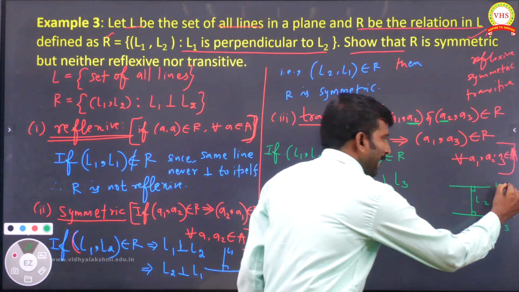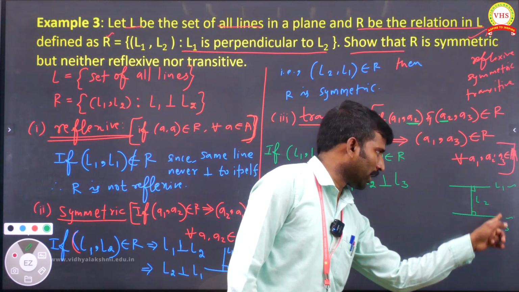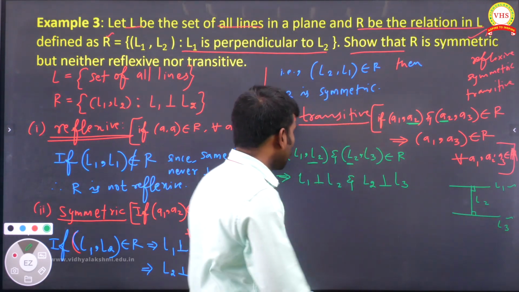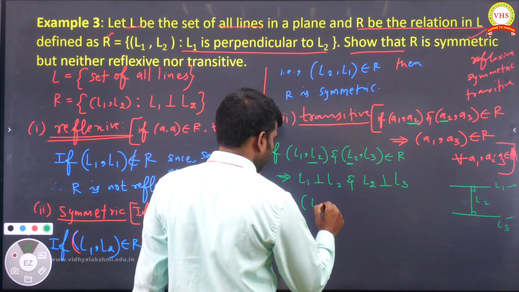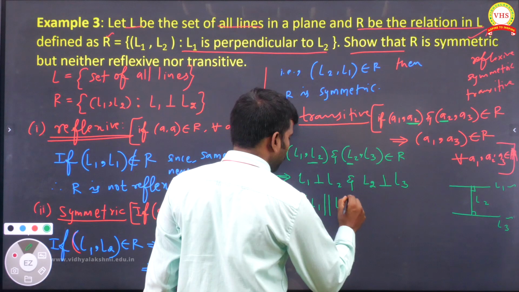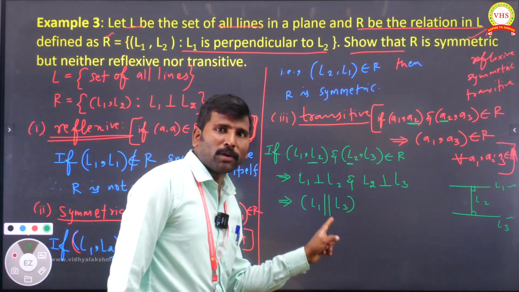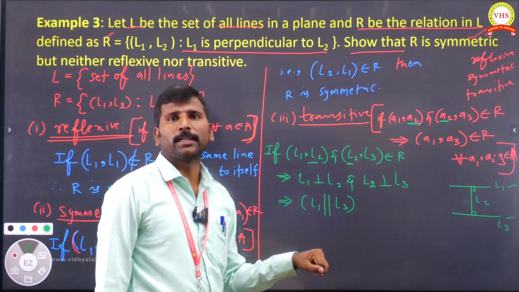Now, whether L1 and L3 will be perpendicular. That you see. Whether L1 and L3 will be perpendicular. No. These things will be parallel. So this implies L1 parallel to L3, I'm getting. If it is perpendicular, then only it will belong to R. But it is parallel. How can we say it is?